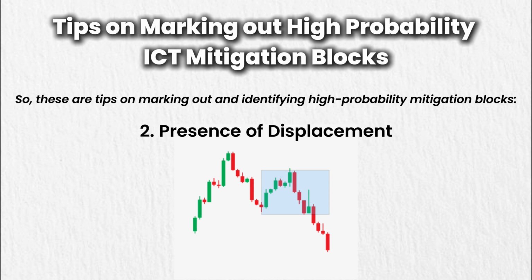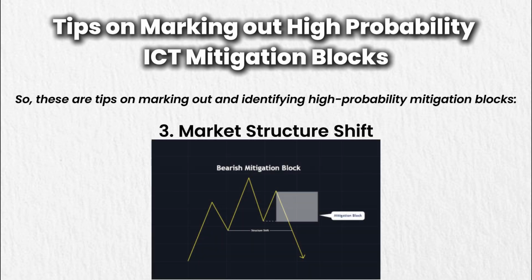2. Presence of displacement. Displacement is also another vital confluence that adds strength to your mitigation block. If the move that breaks the structure during the creation of your mitigation block happens with a strong displacement, this is usually a sign that the market is showing strength in the direction of the mitigation block. 3. Market structure shift. Not all mitigation blocks cause a market structure shift. However, those that cause market structure shifts are more likely to hold the price as a demand or supply zone in the future. This is because the market structure shift ushers in the birth of a new trend, which corroborates the sentiment of the mitigation block.